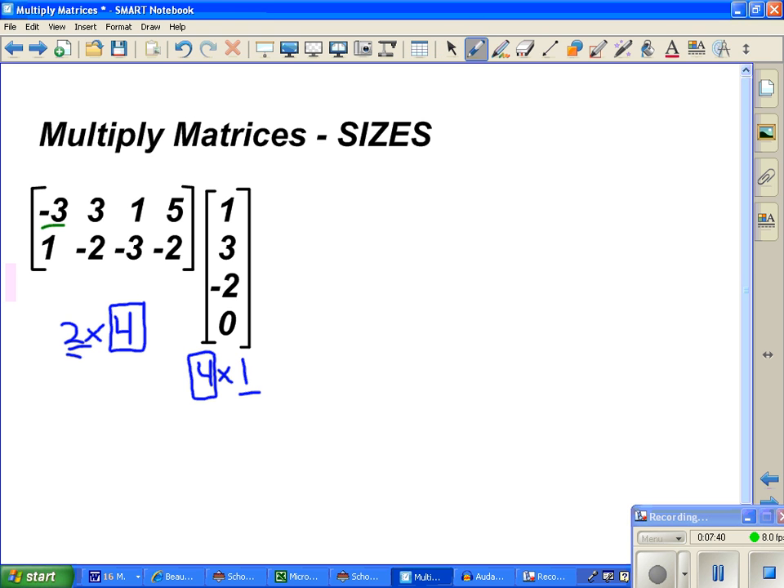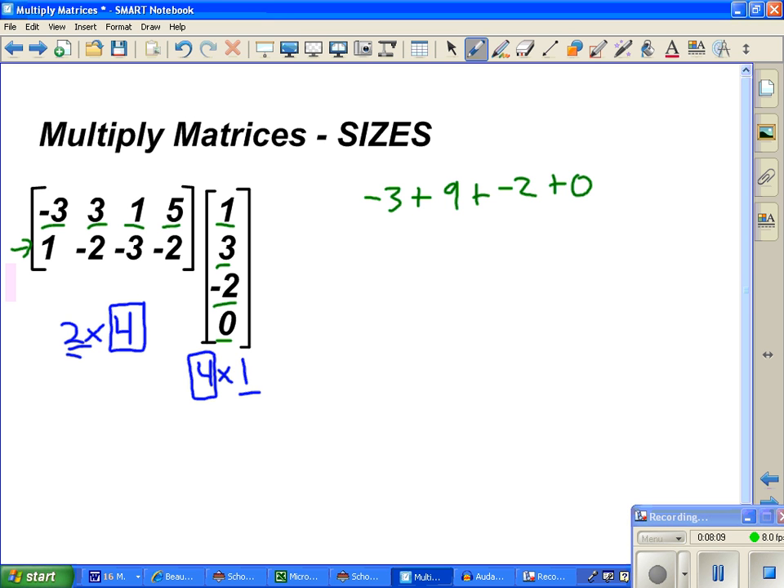Cross the row, and down the column. 3 times negative 1 is negative 3 plus 3 times 3 is 9 plus 1 times negative 2 is negative 2 plus 5 times 0 is 0. Notice I added everything up once I got all the way across the row and down the column. So this time I have 4 numbers. Okay, so that was first row, first column.